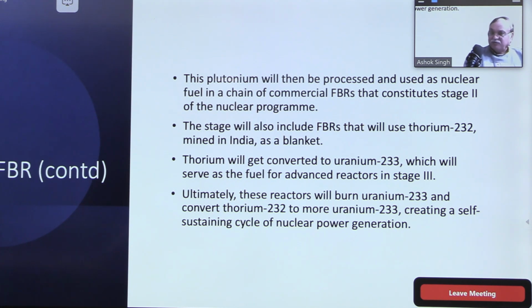Third stage nuclear programs will be using uranium-233 and thorium-232. Notice that will be the third stage, not the second stage. So this is how the second stage fast breeder reactors will work. And it should also be clear to you why this is extremely important.